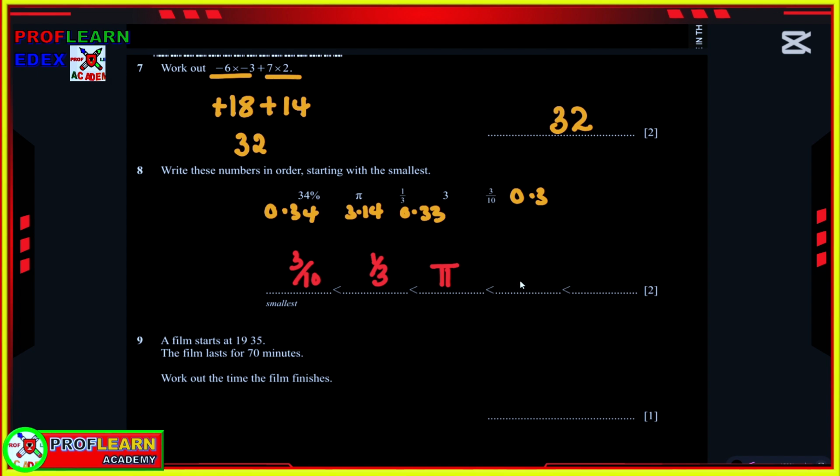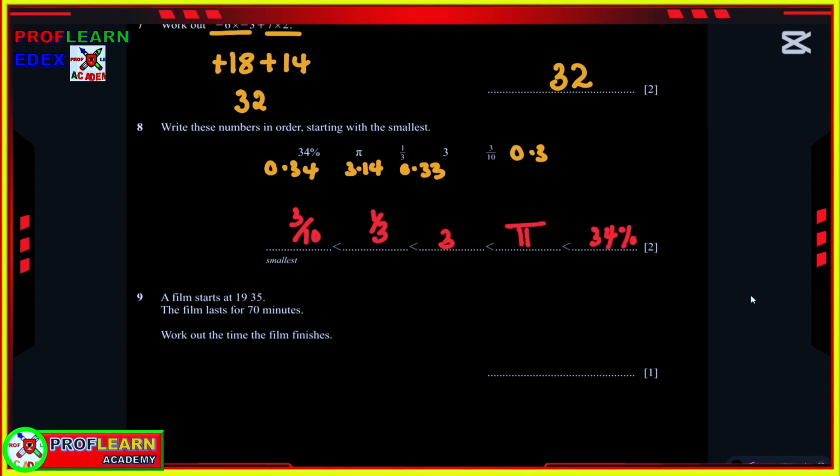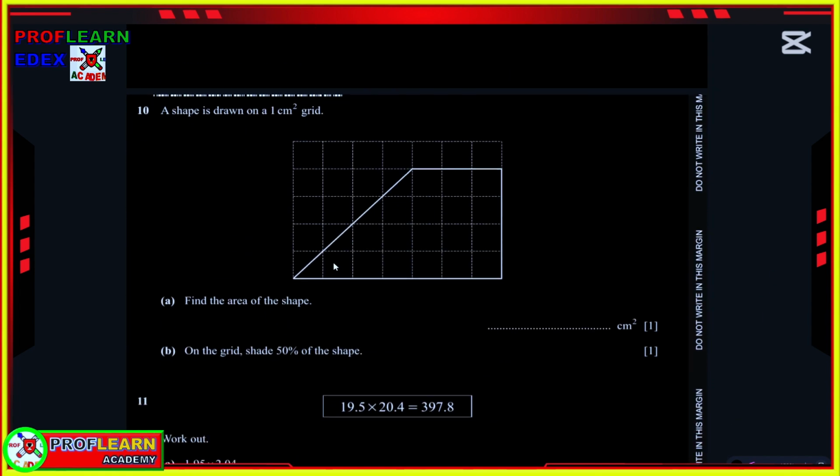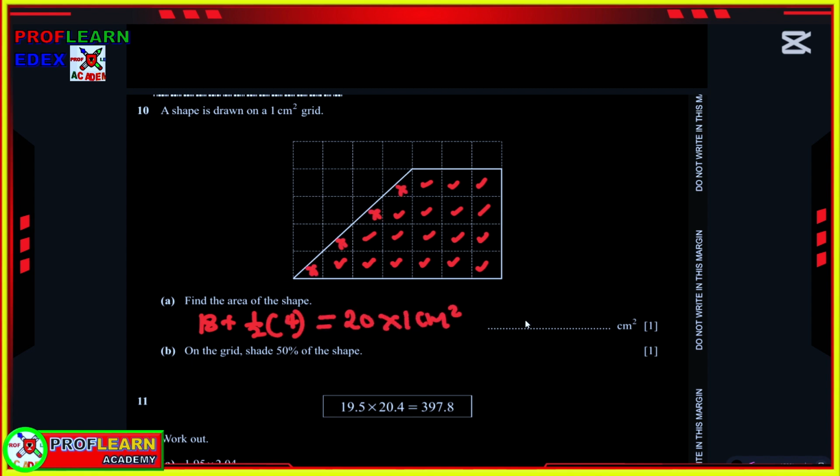So these are just the concepts I'm mentioning that you really need to know how to work out as far as the May June exams are concerned for the Core paper, paper 1 Non-calculator. So for you to add here, you have to convert the 70 minutes to hours and minutes, so that you can work it out. Area of shapes, of course, counting squares technique: complete squares plus half of the incomplete squares, so that you can find the area. And 1 square was 1 centimeter square, so you are going to say that.